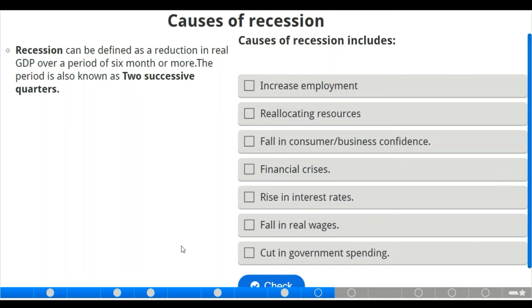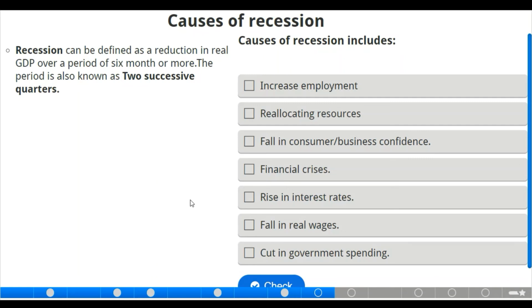Moving to the next slide, we now have what is known as recession. What are the causes of recession and what is the meaning of recession itself? Now we have recession defined as the reduction in the real gross domestic product over a period of 6 months or more. The period is also known as two successive quarters. Now what are the causes of recession? What are the causes of a reduction in real gross domestic product?